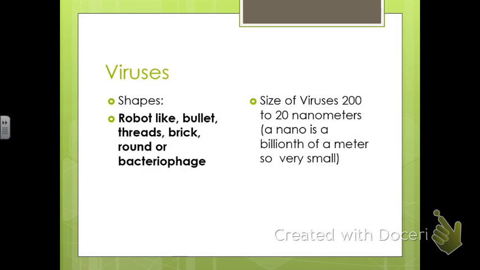So you've got the round chickenpox virus, you've got the robot-like virus called a bacteriophage that you see in the second picture, you've got the tobacco mosaic virus that is longer or thread-like, that attacks tobacco plants. You've got West Nile, which are also round. You've got the bullet-shaped rabies virus that attacks nerve cells in humans and destroys the brain's ability to want to drink water. So you've got several different shapes that a virus fits.